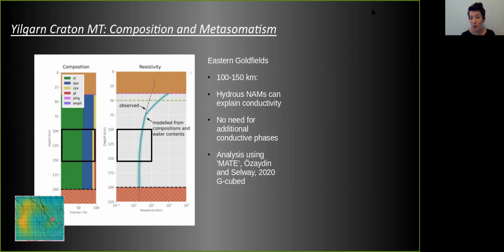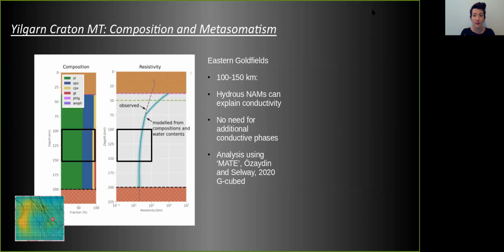And for this, I'm using some software called MATE that was published by Sinan Ozaydin, my PhD student, and I earlier this year. And this enables us to take those conductivity structures from MT and turn them into feasible composition and temperature structures. So here we're looking at the Eastern Goldfields. The dashed line in the resistivity profile here is the resistivity depth profile through the Eastern Goldfields region. I'm particularly focused in the depth range of 100 to 150 kilometres because that's where the model is best resolved.